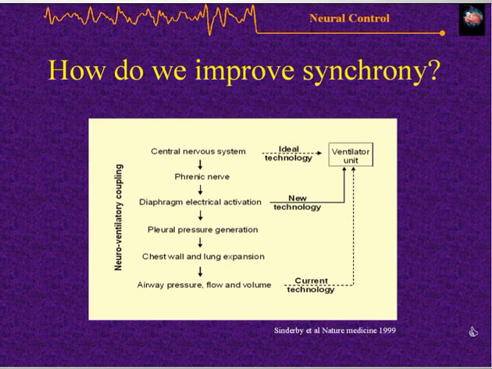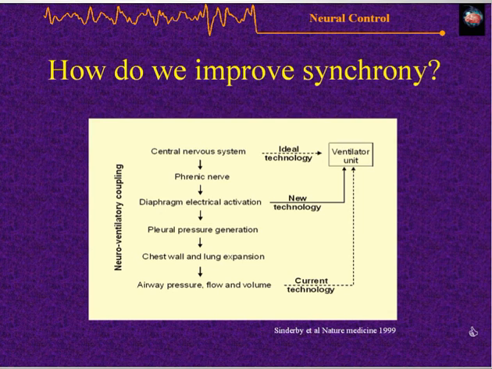During spontaneous breathing, the desire to breathe originates in the respiratory centers of the central nervous system. The signals pass to the phrenic nerve, which electrically activates the diaphragm. After electrical activation, the diaphragm contracts. There's a generation of pleural pressure, the chest wall and the lungs expand, and there's generation of pressure, flow, and volume at the airway. Now, these pneumatic signals are the ones that are used to control the ventilator today, as the two previous speakers have pointed out.